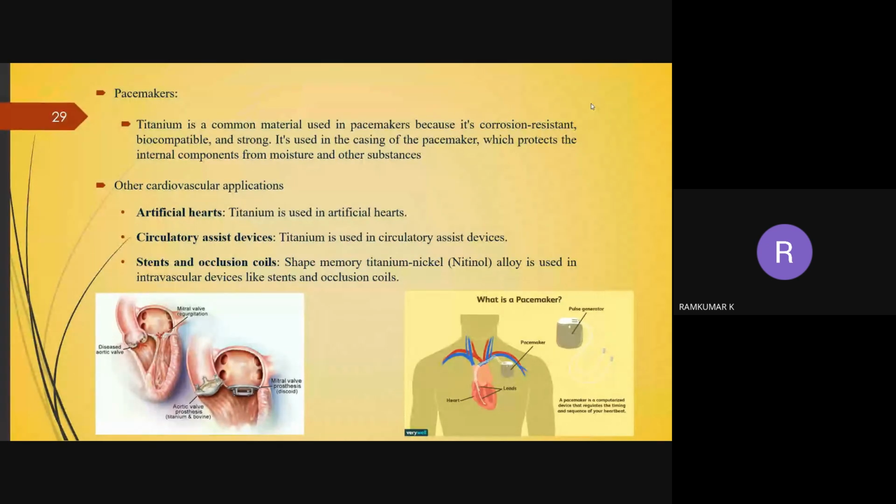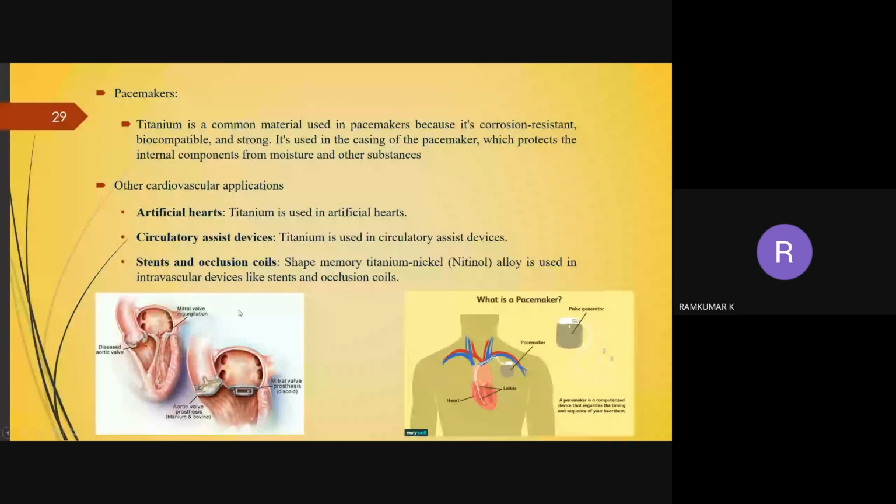And the next one is about pacemakers. Since titanium is corrosion resistant, it is used in the internal components because it works better in moist areas. The other things they are using are artificial hearts. They are using a circulatory assist device here.